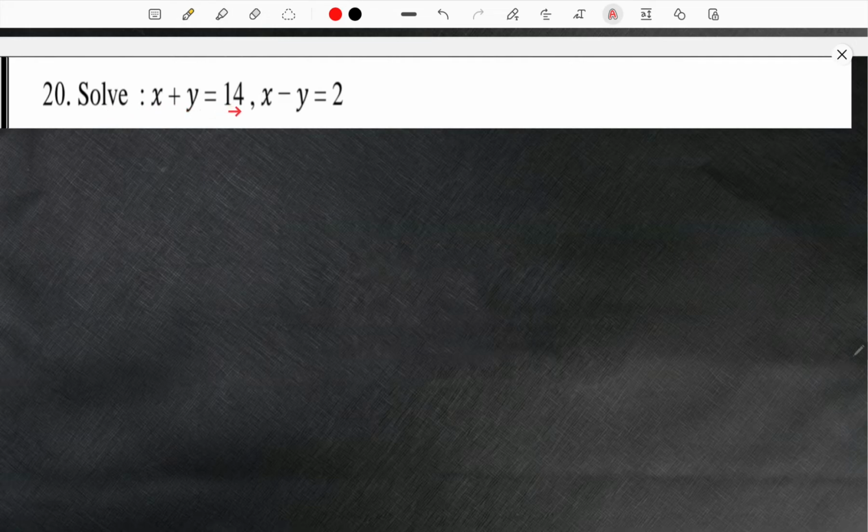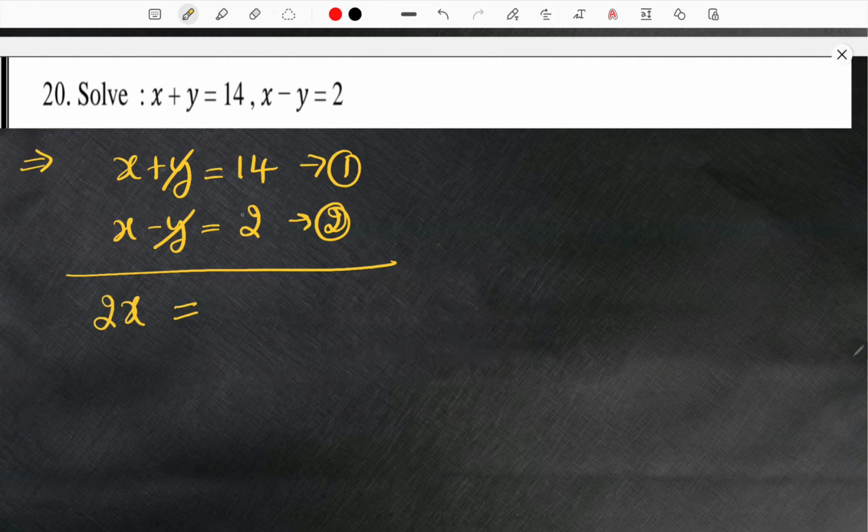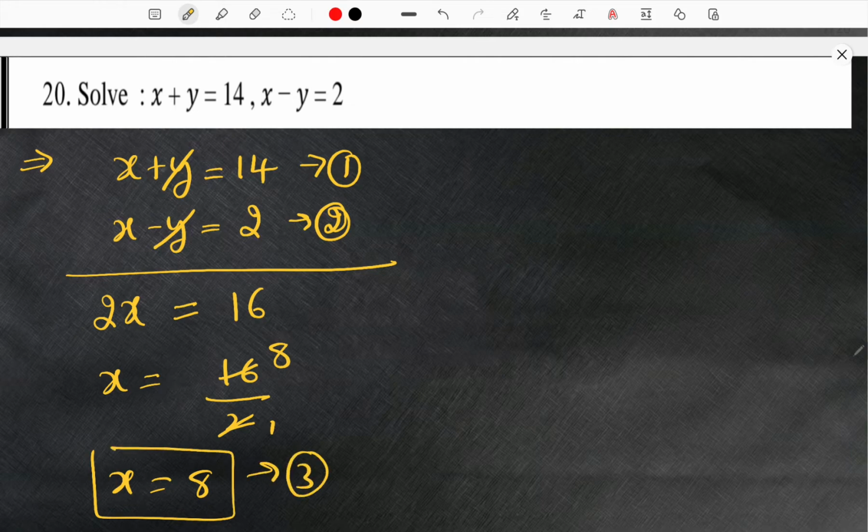Solve x plus y is equal to 14, x minus y is equal to 2. So you can do it by elimination method. So x plus y is equal to 14, equation number 1, and another equation is x minus y is equal to 2. Let me call it equation number 2. It is not necessary that you have to do it through elimination method only. You can do it through other methods also, no problem. So plus y minus y, they get cancelled. x plus x becomes 2x, and that is equal to 14 plus 2 is 16. Then x is equal to 16 by 2, so 2 eights are 16, the value of x is going to be 8. So let me call it equation number 3.